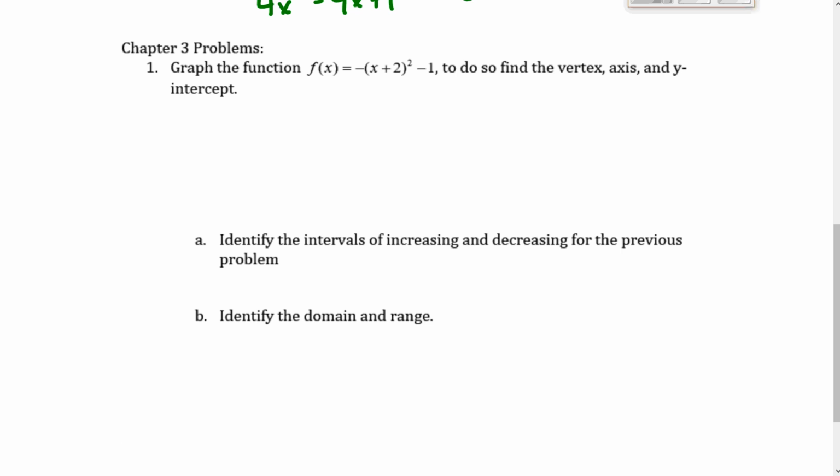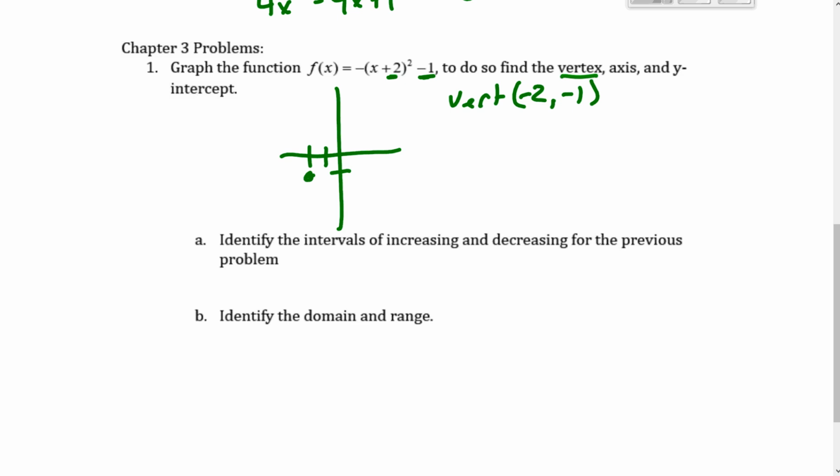Okay, so starting in chapter 3, we're asked to graph this. So it's a normal squared function, right? So this is in vertex form, so for the vertex I take the opposite of this, so -2. And then this stays the same, -1. So there's my vertex. So my vertex is -2, -1. That negative's going to flip it, so it's going to face down.